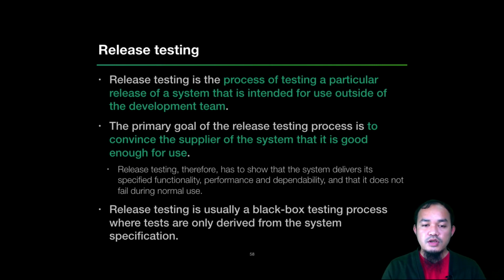When you want to release the software, you want to make sure, you want to say to the supplier that the system is good enough to use. You can use release testing. This release testing is a black box because you cannot see the test process, so it can be done by normal people. Normal people try to use the software, and then they can say whether this is good enough or not for use in the real situation.